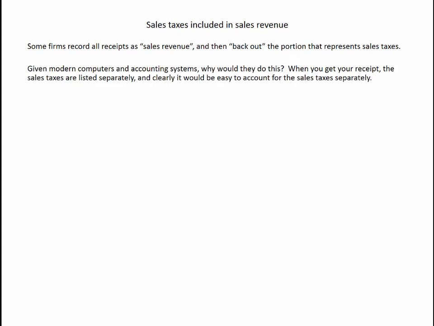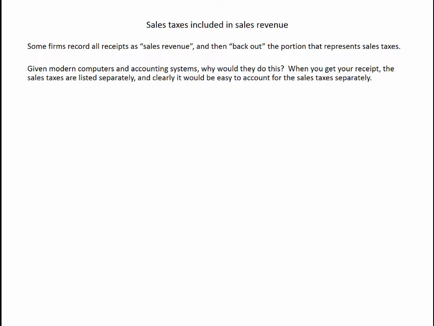Now, some firms include the sales tax in the sales revenue. So in this case, Dollar Tree, with $1.06 sales tax example, Dollar Tree would record sales revenue of $1.06. Then at the end of the accounting period, they would look at their total sales revenue and back out the portion that represents sales taxes. Given modern computers and modern accounting systems, you have to wonder, why would you do this?